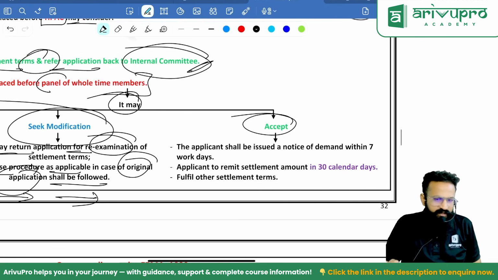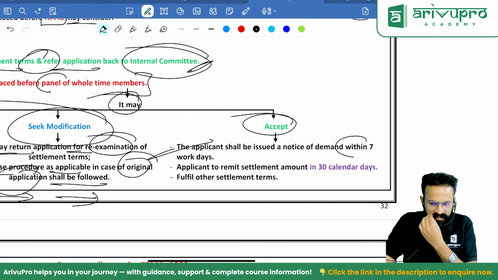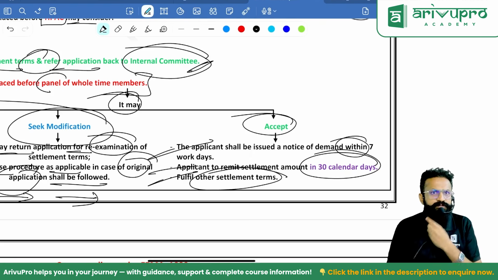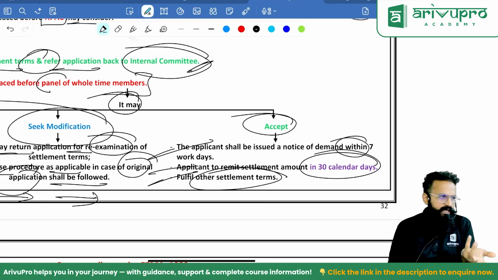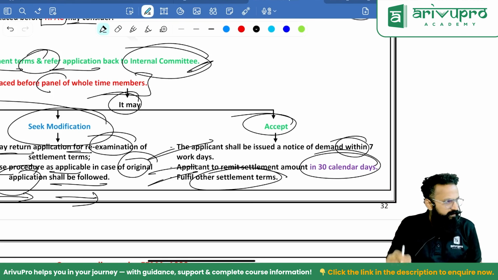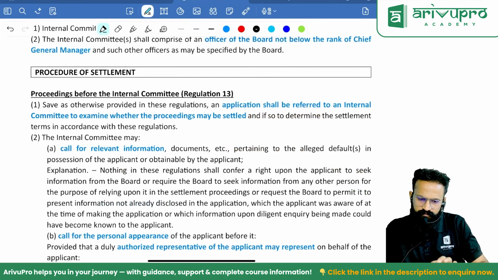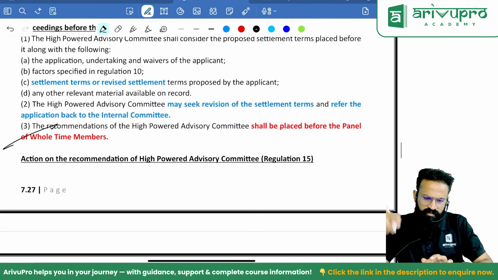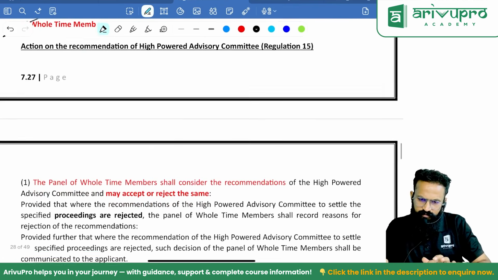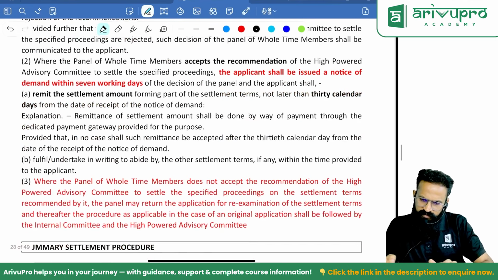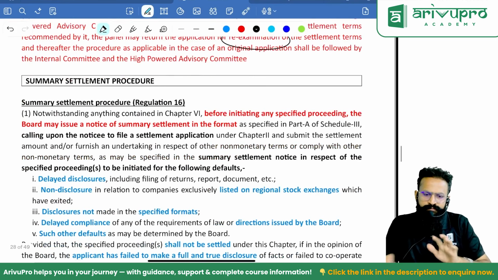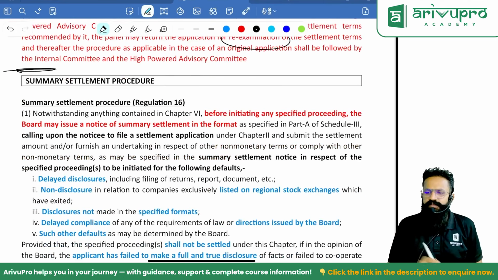The last one, accept. The applicant shall be issued a notice of demand within 7 working days. Applicant to remit the settlement amount in 30 calendar days. Fulfill other settlement terms, meaning non-monetary, that is suspension, giving away the clients, giving the details, all that also has to be covered. Is this clear? Yes, sir. Okay, that is the procedure. They can settle, they can reject. The panel of whole-time members, 7 working days. Re-examination possible, done. Understood?